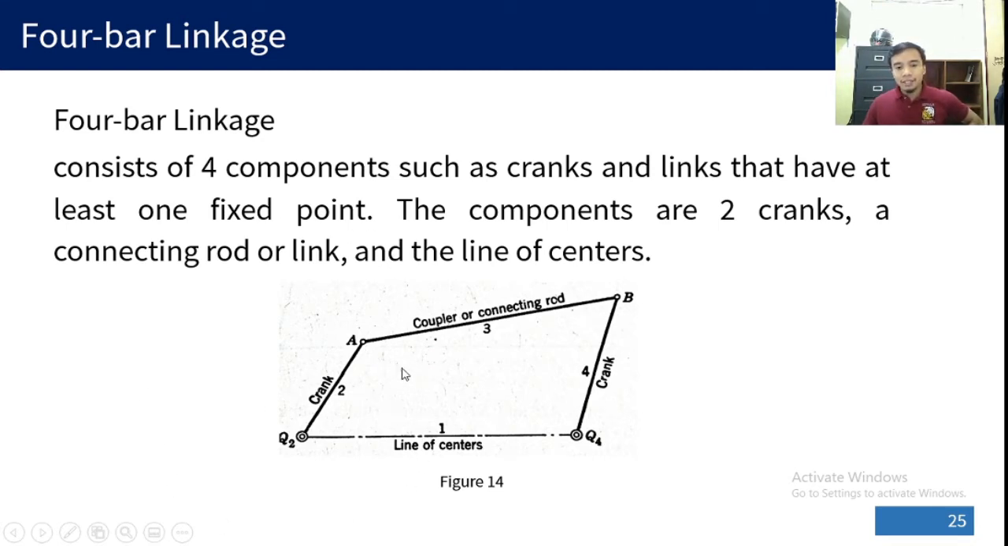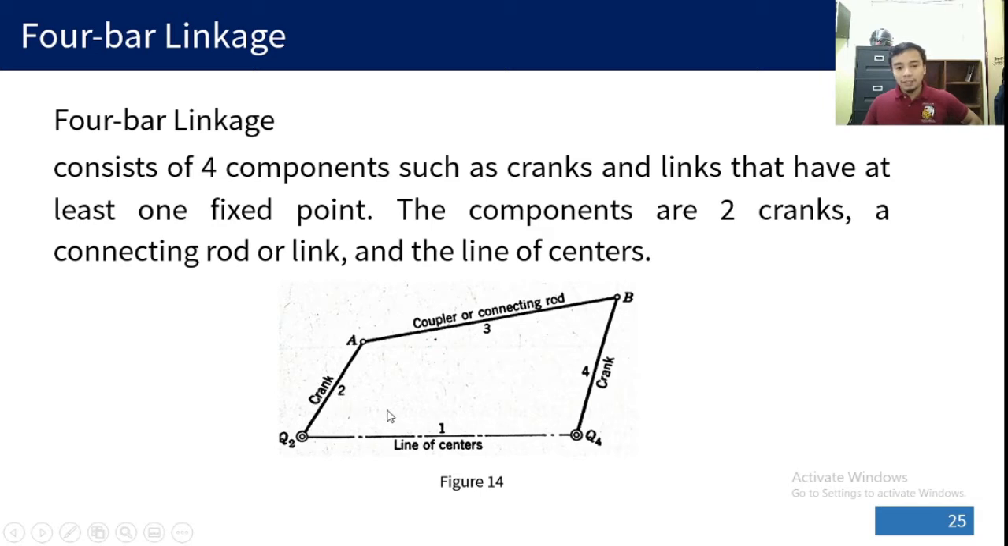So here, for example, if Q sub 2 is set as the driver, this crank 2 can rotate 360 degrees, or complete one complete revolution. Whereas Q sub 4, since this is relatively longer than crank 2 and is connected to crank 2 only by means of the connecting rod, may or may not complete a single revolution.